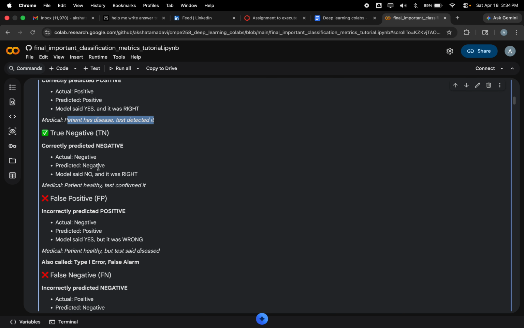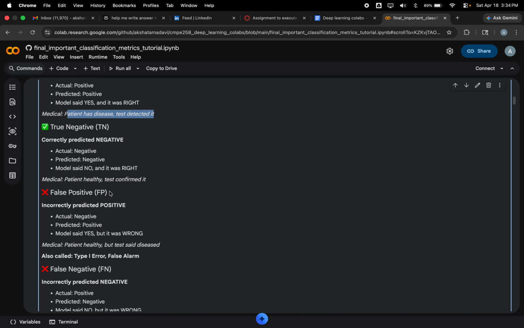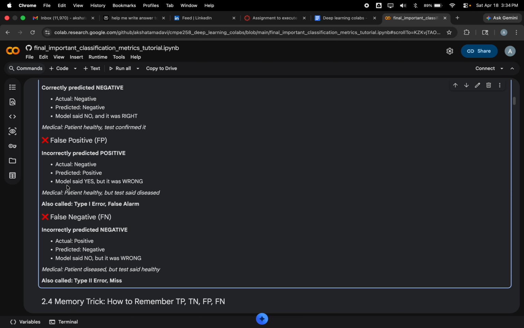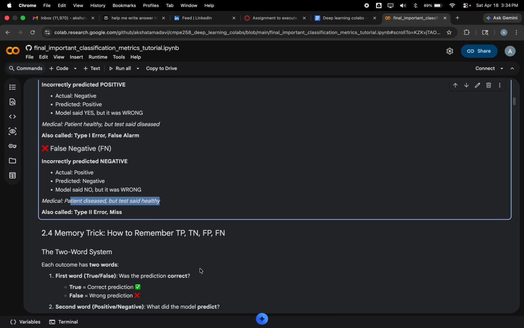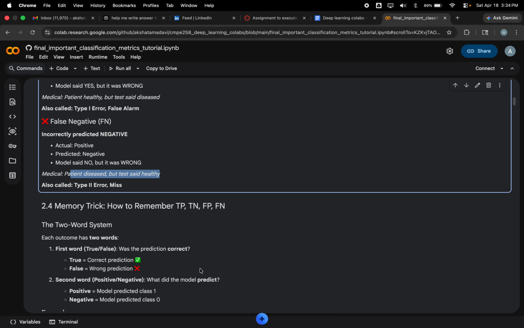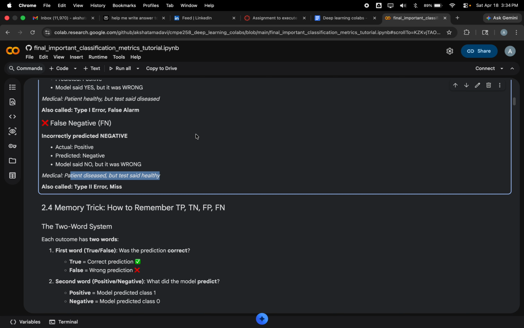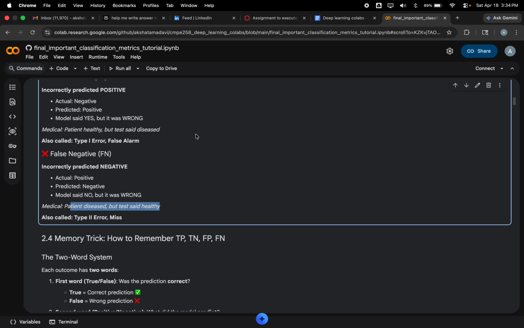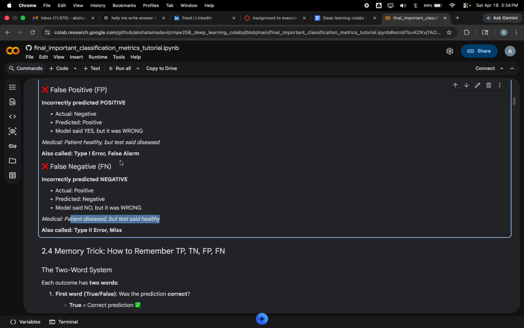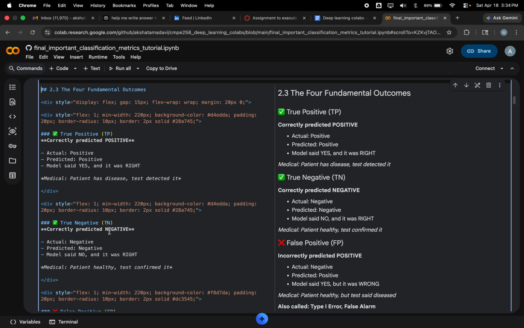That is a true negative, where the disease is not present. A false positive is when the patient is healthy but the test said diseased. And a false negative is when the patient is diseased but the test said healthy. So a false positive in the disease case can be called a false alarm. And when the disease is there but it is not detected, we call it a miss.